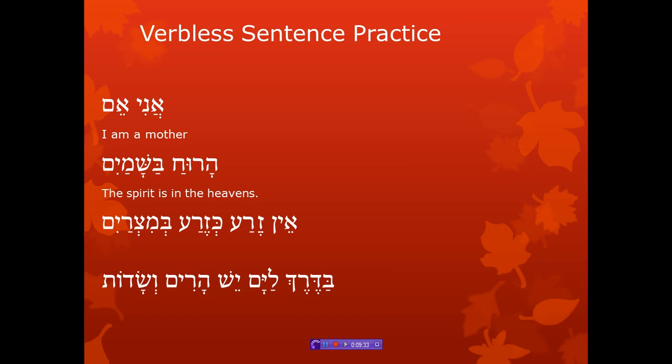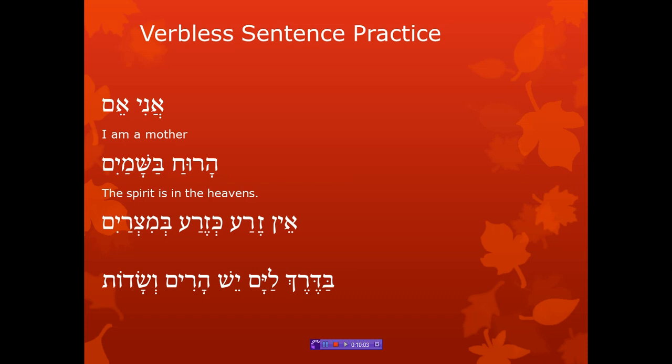Third sentence. Ein zera k'zera b'mitzrayim. Okay, so zera, this is a relatively new word for you. This is a word for seed, or it can also, on a metaphorical level, refer to offspring. We'll use seed in this case. So ein means there is not, or there are not.